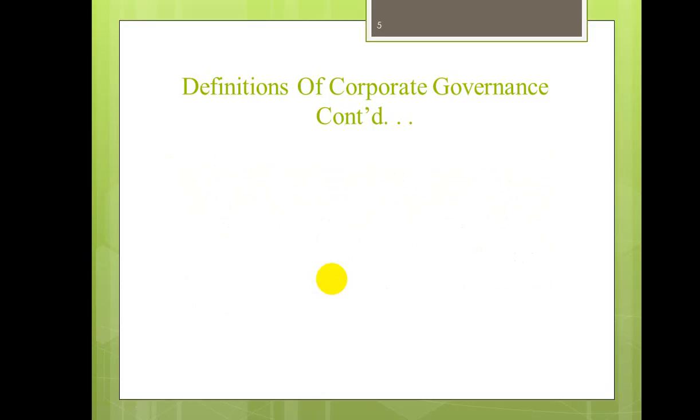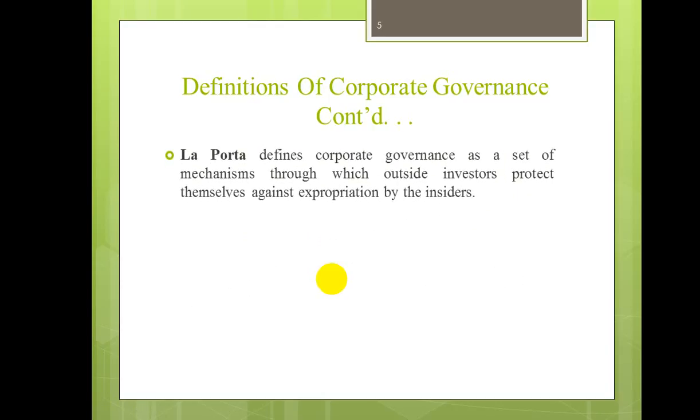Now, some more definitions. La Porta defines corporate governance as a set of mechanisms through which outsider investors protect themselves against exploitation by insiders. In this definition, there is a distinction between insiders and outsiders. What do you mean by insiders? What do you mean by outsiders? Insiders mean management bodies as well as shareholders.